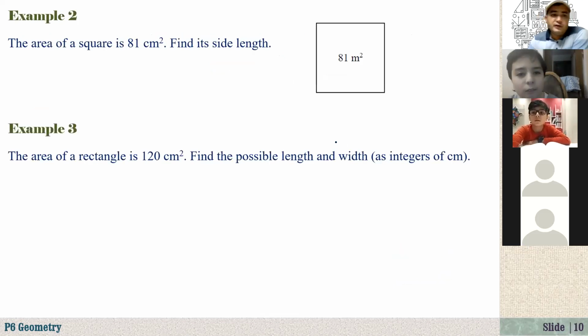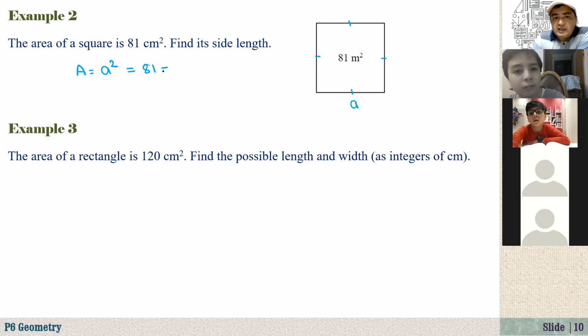And how about example 2? The area of a square is 81. Find its side length. Since it is a square, all sides are equal, right? And suppose that one side is equal to a. So what is the area? Area is equal to a times a, which is equal to a squared. And it's also given that it's equal to 81. And we know that 81 is 9 times 9, which is equal to 9 squared. If a squared is equal to 9 squared, then a should be equal to 9. So one side of the square is 9.